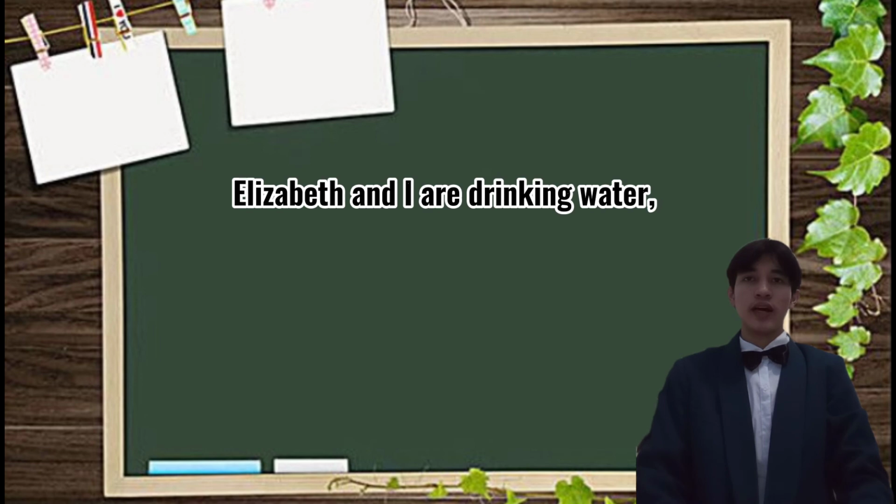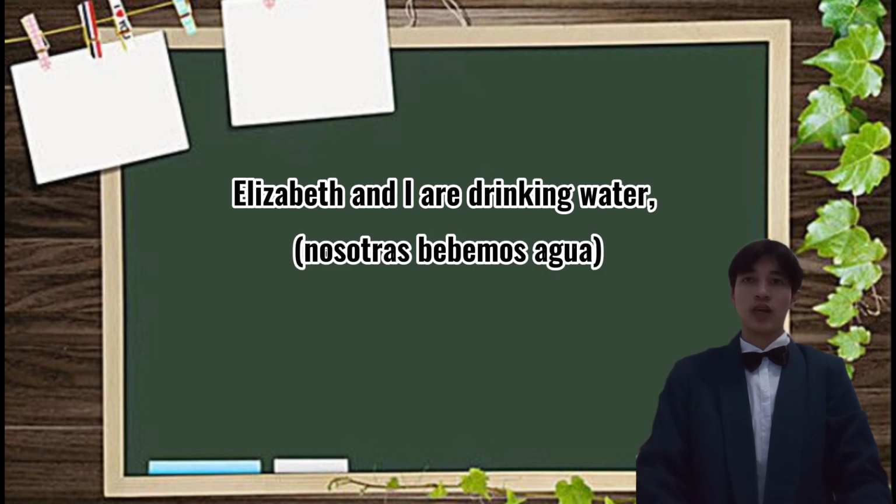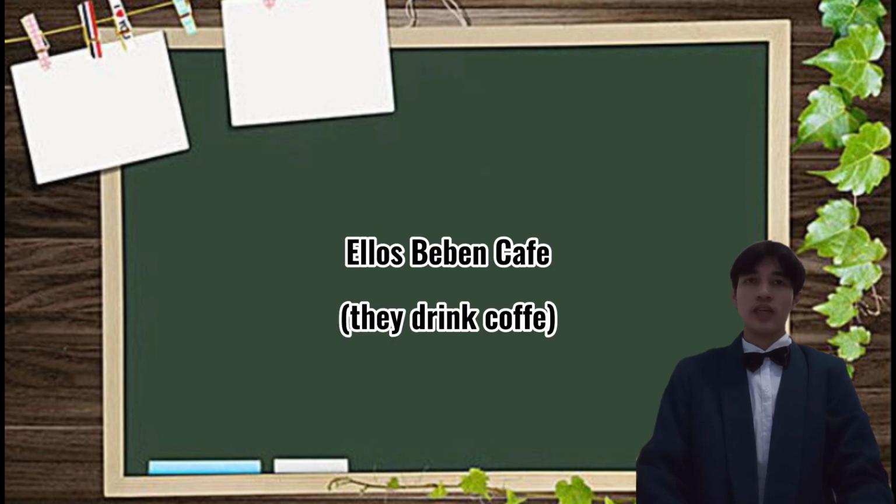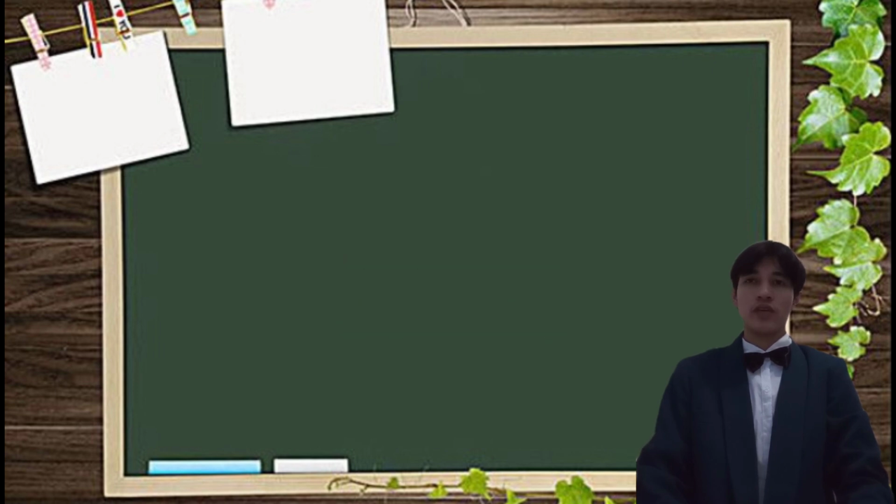Elizabeth and I are drinking water. So we will say nosotras bebemos agua. We use the feminine form of we, nosotras, since Elizabeth is a girl. Your mother and father drink coffee, so you say ellos beben café. They drink coffee. You can use this same process to conjugate any regular ER verb.